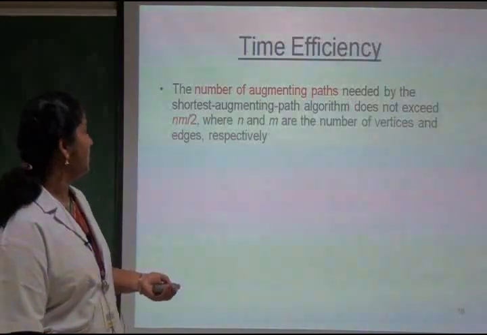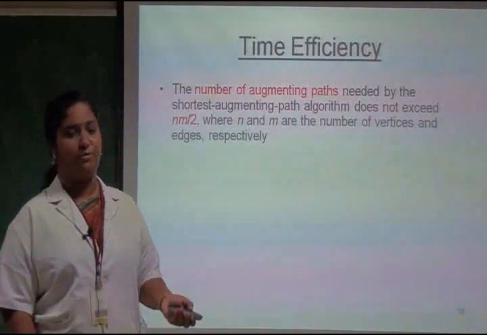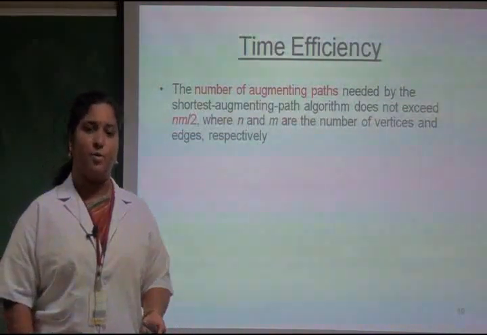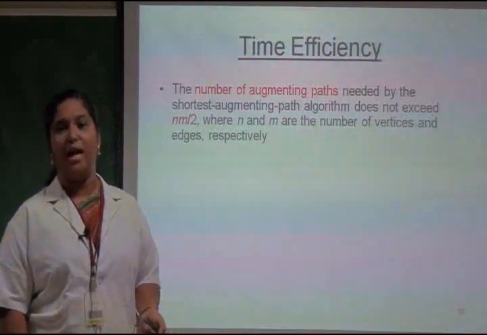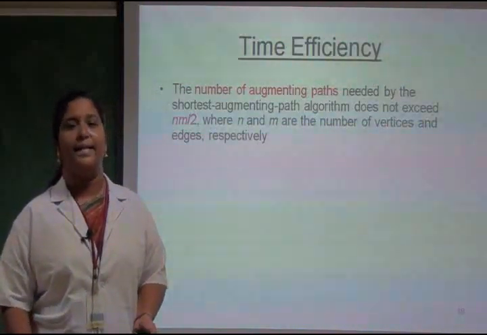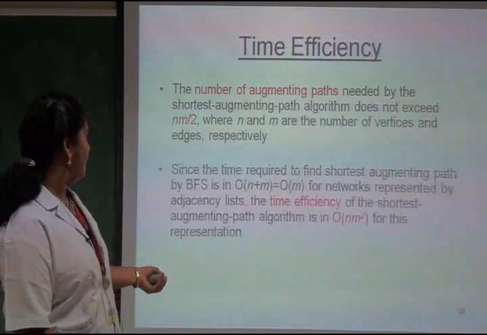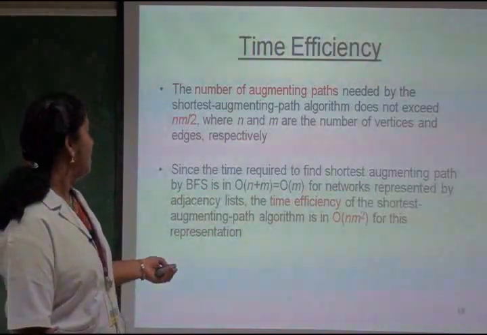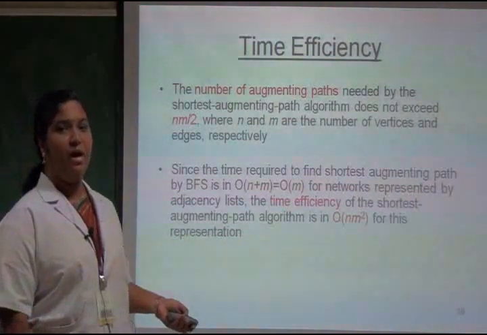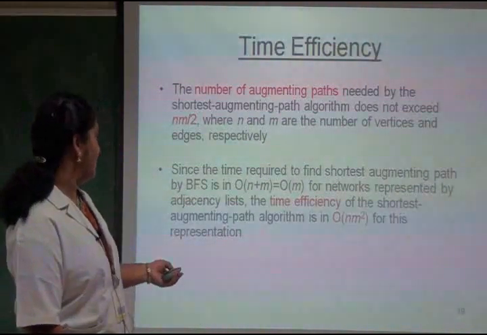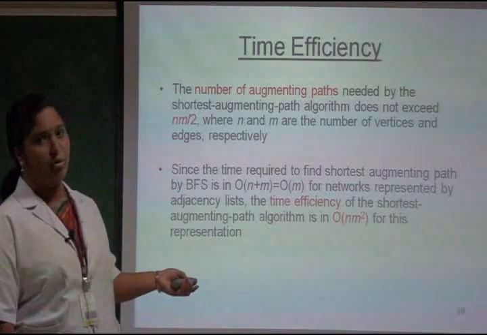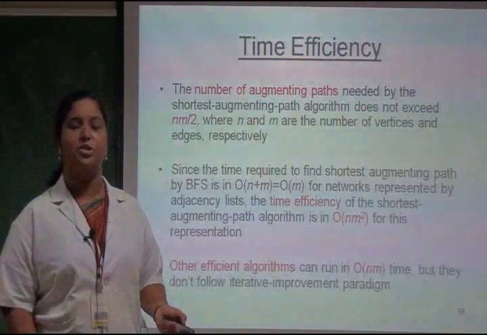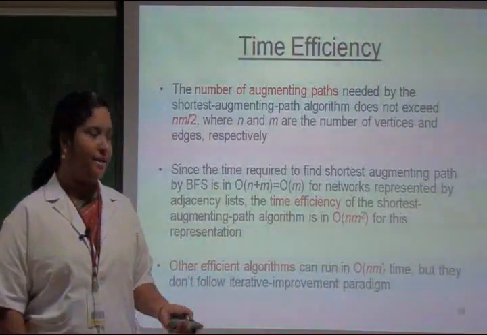So this is the general procedure, and we will discuss the time efficiency of this procedure. The number of augmenting paths generated by this procedure will never exceed nm by 2, where n represents the number of vertices and m represents the number of edges. If you use an adjacency list to represent this flow network, it will take O of m time, and the shortest augmenting path algorithm's time efficiency will be O of nm square.